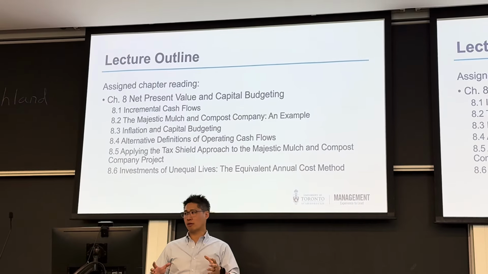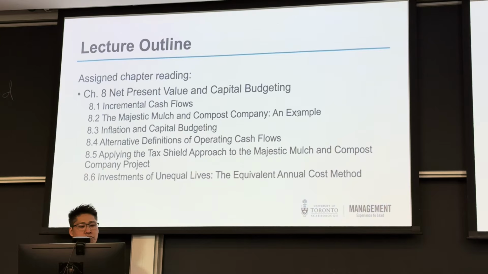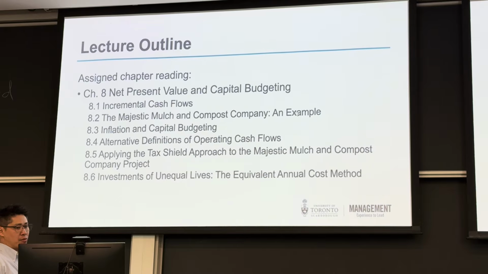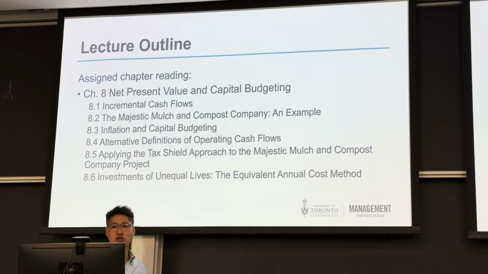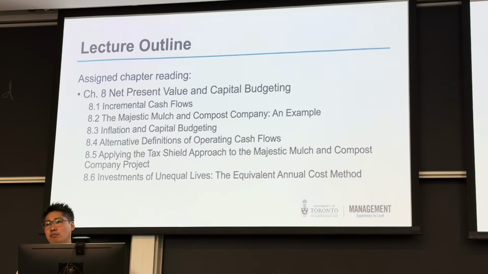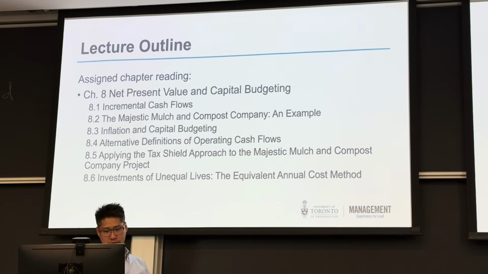Because this topic was so lengthy, I broke it into today's class and Thursday's class. The chapter we cover will be chapter 8, net present value and capital budgeting. 8.1, incremental cash flow. 8.2, we're going to show you in today's class an example of how capital budgeting would work, and I'll show you how to do the calculation in class using Excel. Inflation and capital budgeting, I probably won't have time to get to, but we'll save that for next week. It's similar to 8.4, 8.5, and 8.6.